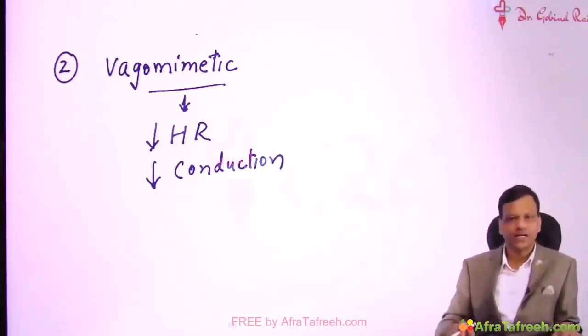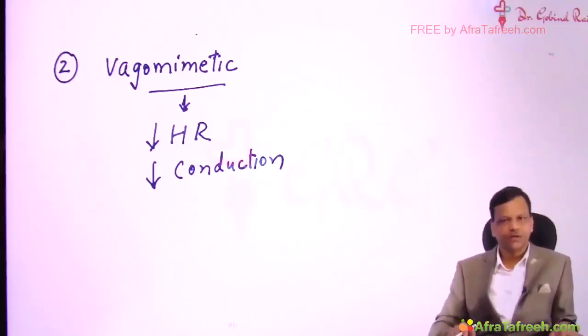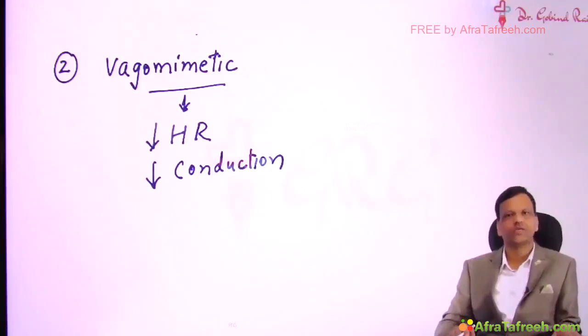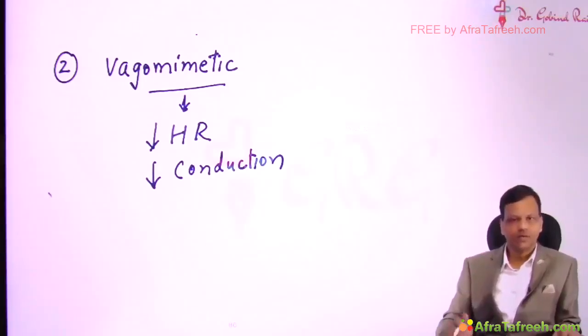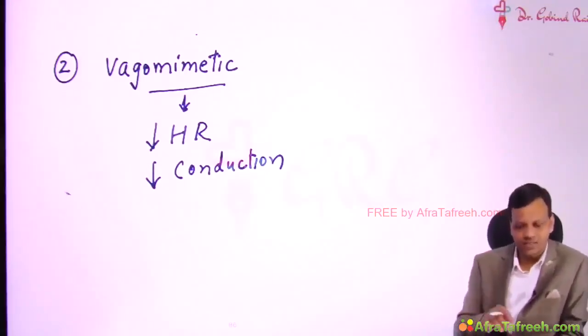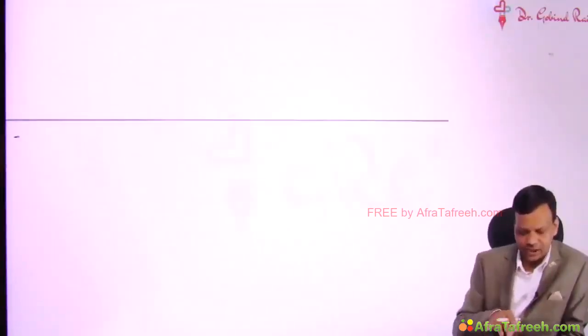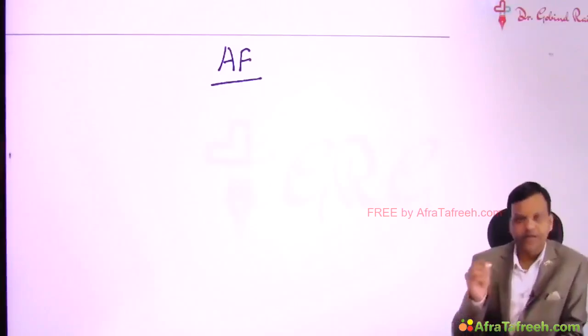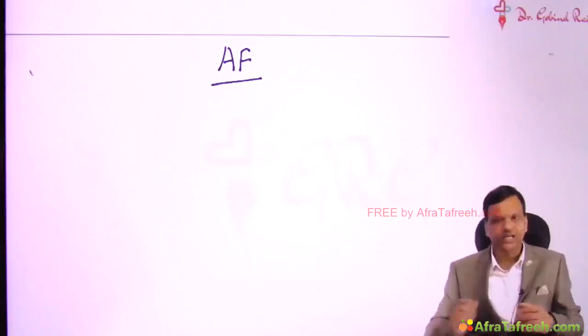Digitalis decreases heart rate and decreases conduction. But do you want to decrease rate and conduction in CHF? Obviously no. So as such, this is not of any use in case of congestive heart failure. But unlike other drugs, this is not a disadvantage because it does not increase the work of heart. But this action of decrease in rate and conduction we utilize in another disease which is called atrial fibrillation. Atrial fibrillation is a condition in which atrial rate is very high.